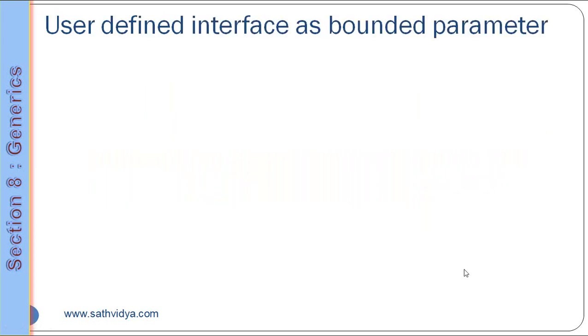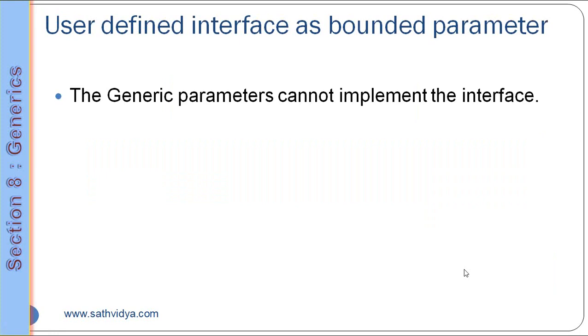Now let's see some user-defined interfaces as bounded types. We already saw how to implement generic interfaces in generic classes. Now we'll see how to use interfaces as a bounded type. We saw predefined interfaces like Comparable. Now see a user-defined interface, and these generic parameters cannot implement the interface, right?